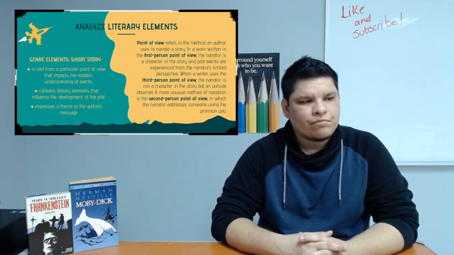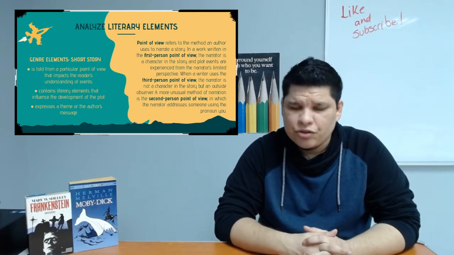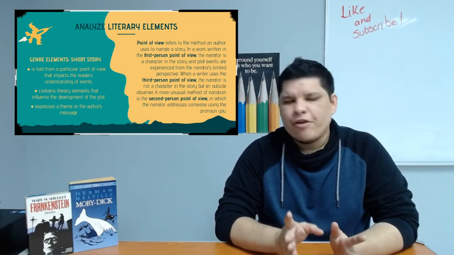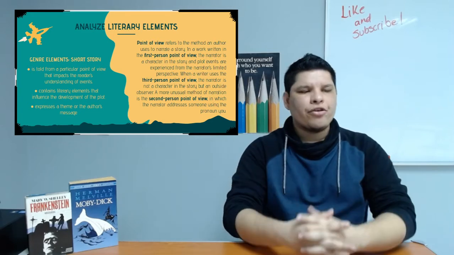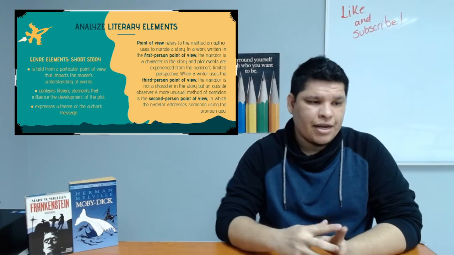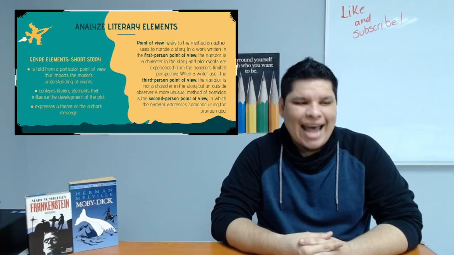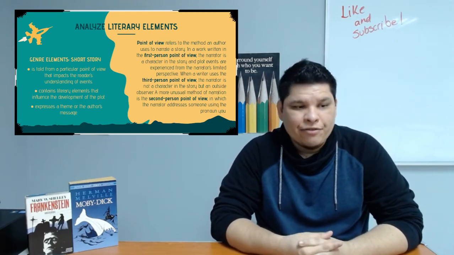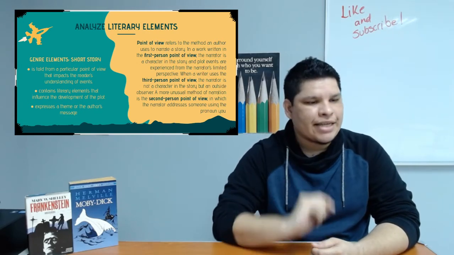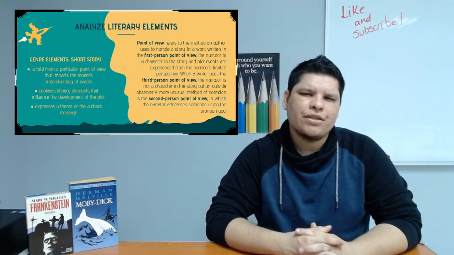All right? Now we're going to analyze among the different literary elements in the story. We're going to focus on point of view. It refers to the method that the author uses to narrate the story. In a work written, number one, in the first person point of view, the narrator is a character in the story, and the events of the plot are experienced from the narrator's limited perspective. That is important information that we need to take into consideration.